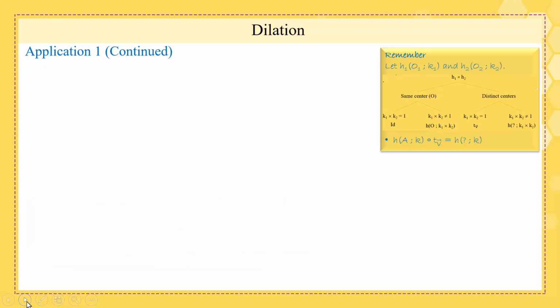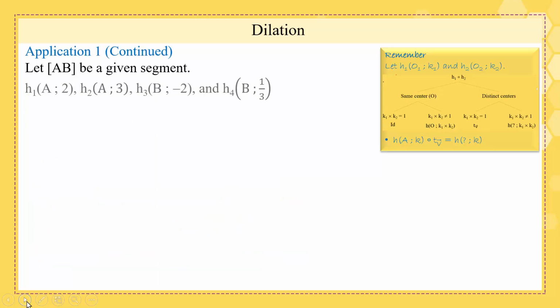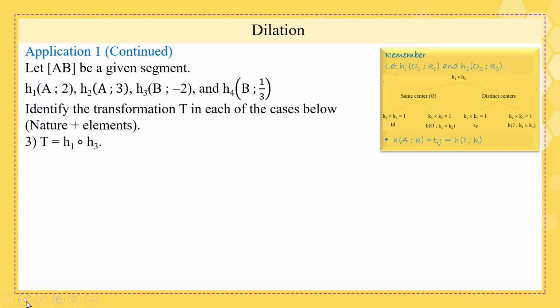We are going to complete the application 1. Given the segment AB, again, these are the dilations. The third part, find T, which is H1 round H3. Again, stop the video before seeing the solution and try to solve it.